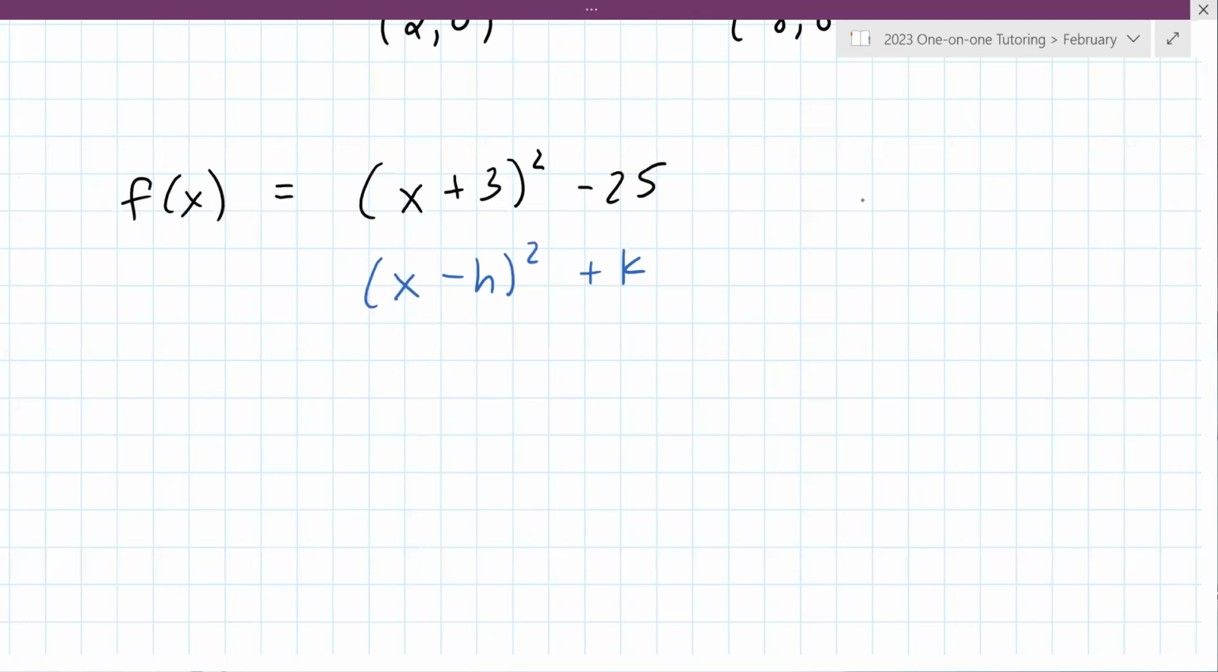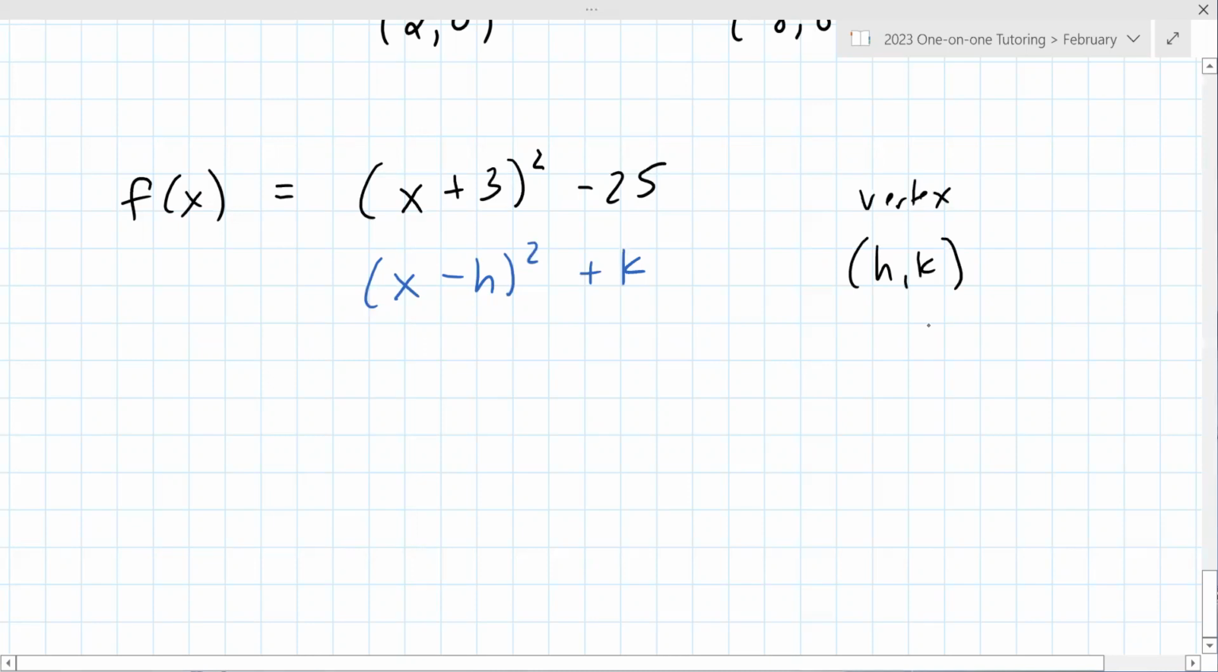Can you give me the vertex here of this one? It would be h would be -3. Good. And k would be positive 25. It's negative 25. It's the same sign. So these tell you the transformations. These tell you h is left or right, so this is left 3. And k is up or down, so down 25.